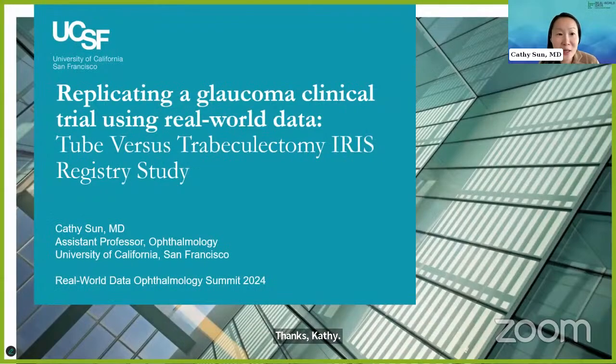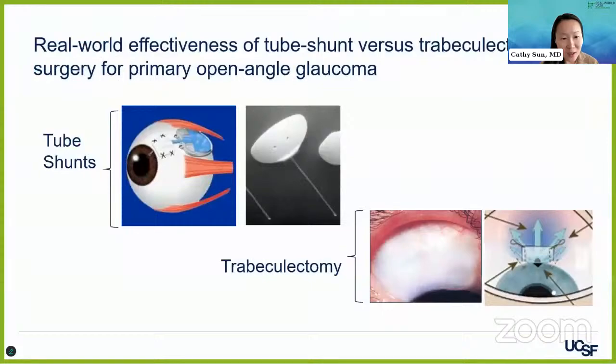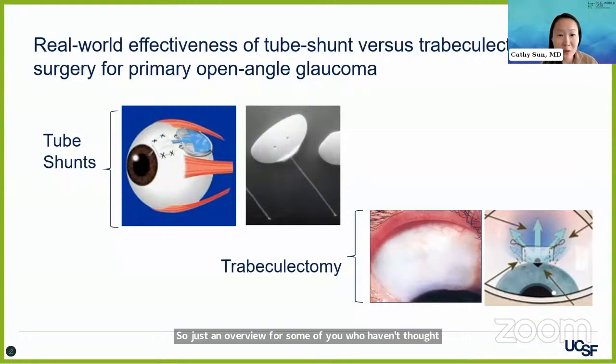So I'm excited to talk about some of my work from fellowship at the University of Miami, replicating the glaucoma clinical trial using real-world data. So just an overview for some of you who haven't thought about glaucoma surgery in a while. We were looking at tube shunts versus trabeculectomies, and tube shunts come in two different flavors. So valve like the Ahmed and non-valve like the Baerveldt, and trabeculectomy, which has been around for longer. You're physically creating a hole for aqueous fluid to flow out.